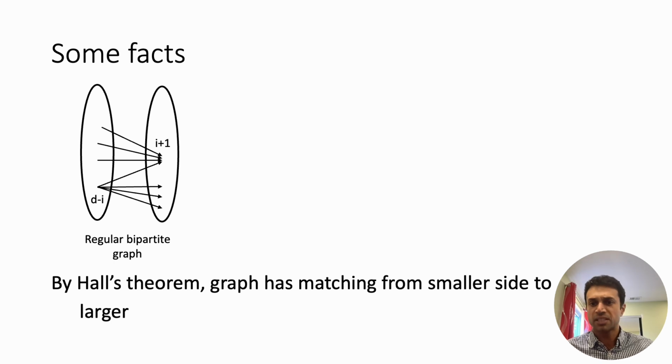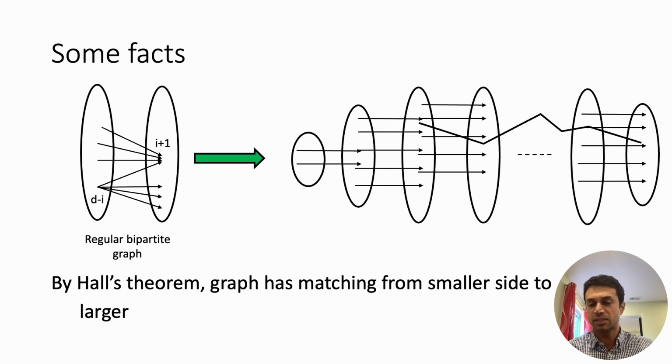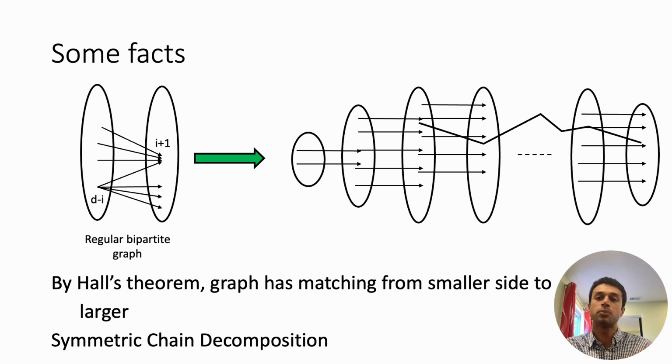Now, a basic fact is, by Hall's theorem, between two levels, because it's a regular bipartite graph, there is a perfect matching. There is a matching from the smaller side to the larger side. And so what this leads to is actually something called the symmetric chain decomposition. You can actually decompose the Boolean hypercube into a series of these directed paths, chains, which are formed by just taking the matching from the smaller side to the larger side. You can stick them together. So you can decompose the Boolean hypercube into these vertex disjoint paths.